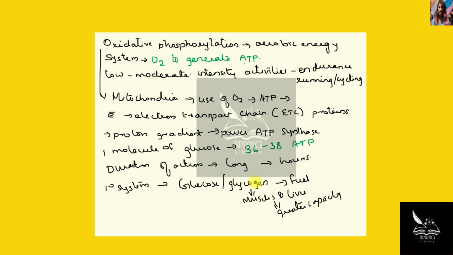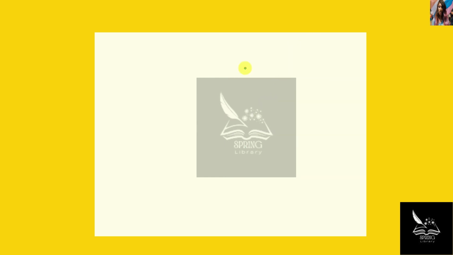However, the breakdown of glycogen requires more oxygen, and it is a slower process than the breakdown of glucose. So, utilizing glucose as a fuel can allow for faster energy production, but the amount of energy available may be more limited.